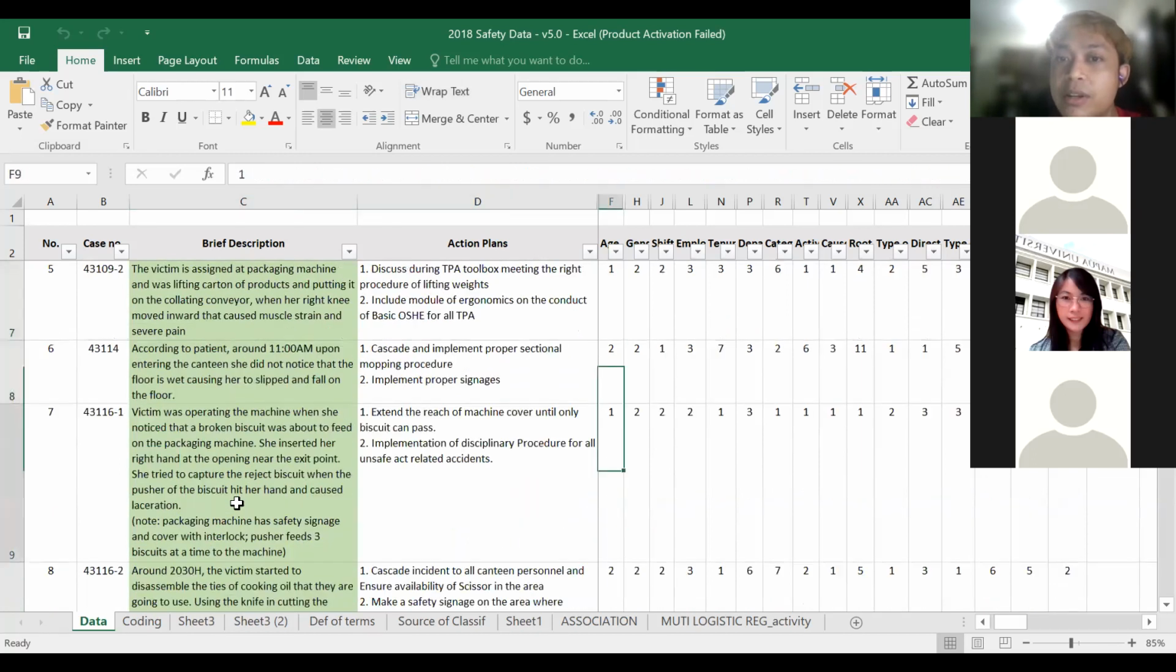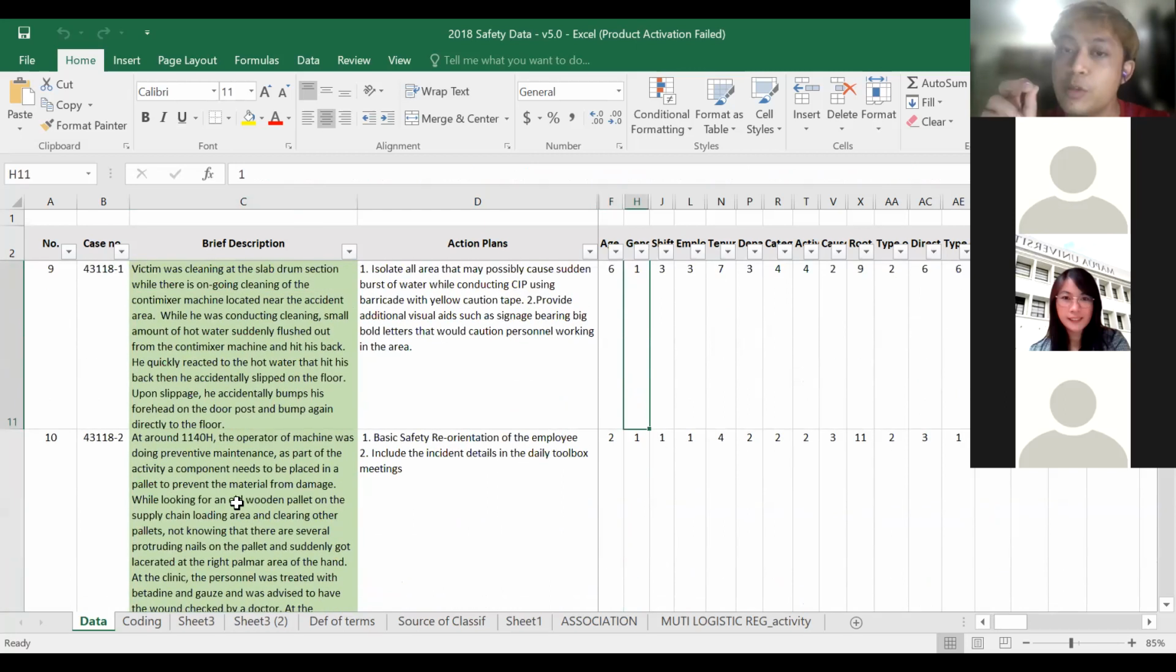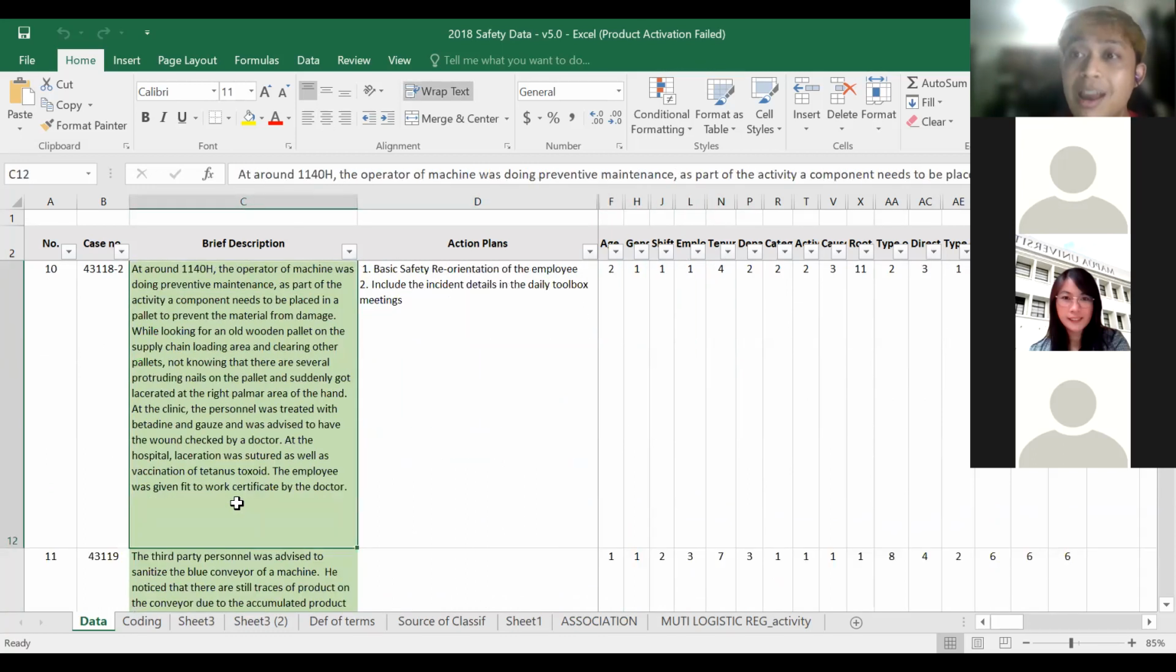Dummy coding is like this one, one by one. This is the nominal and nominal part. The same thing if you would like to do CHAID: you have to do it case by case like this one, reading the cases one by one.